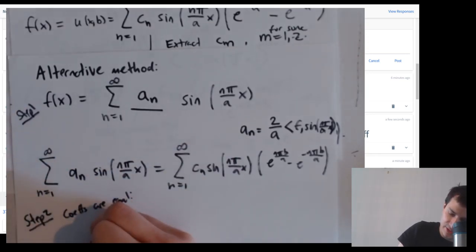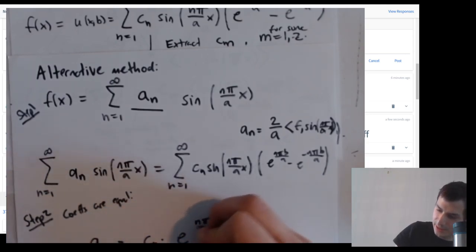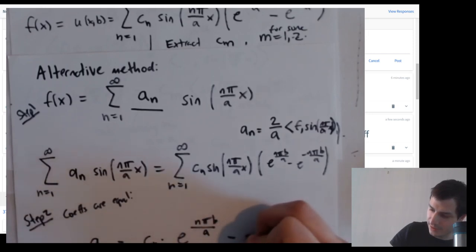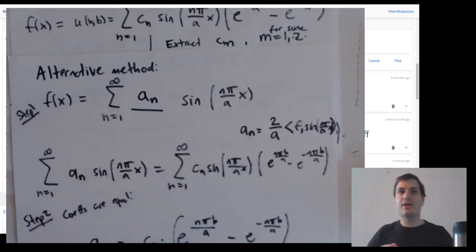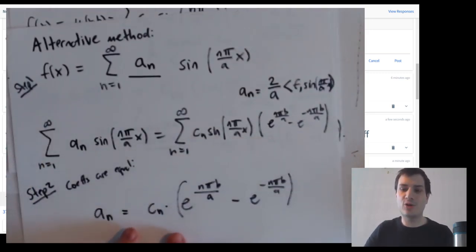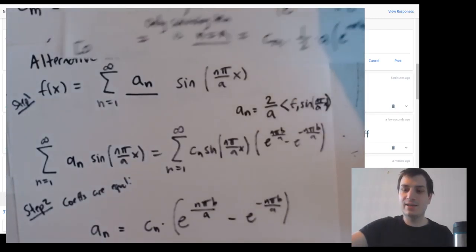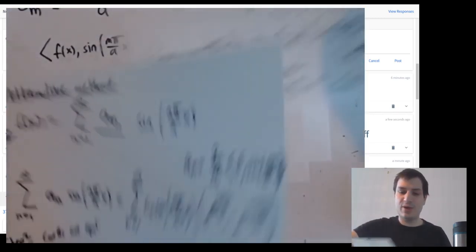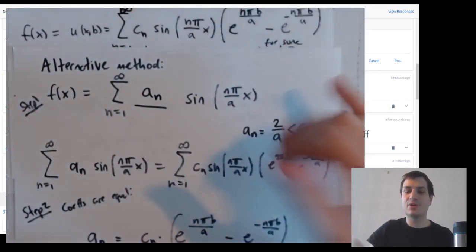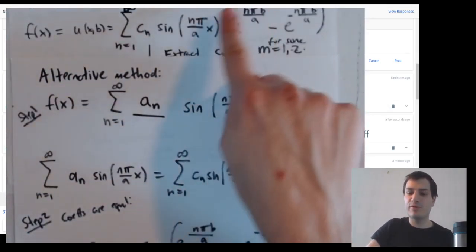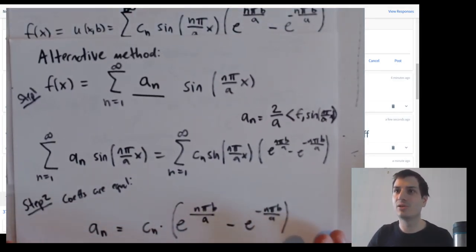So you get this equation: a_n is equal to c_n times e to the n pi b over a minus e to the minus n pi b over a. So that is a different way to solve for the coefficient c_n, and it should be equivalent to what we did. The only difference is if you have the coefficients a_n to start with, maybe this will save you a step. So this alternative method is totally equivalent to what we just did. I mentioned it last time, and here it is again.